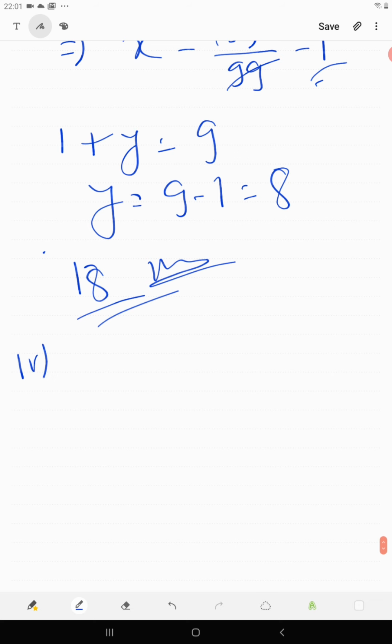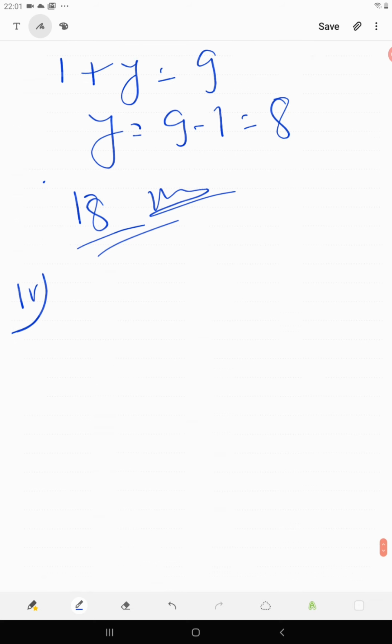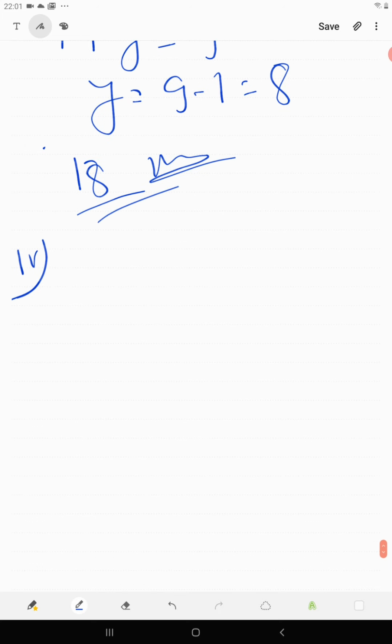Let's do the fourth one. So what is the fourth one? Meena went to a bank to withdraw rupees 2000. We don't know how much money she has, but she went to the bank to withdraw the money. She asked the cashier to give her 50 and 100 notes only. Meena got 25 notes in total.